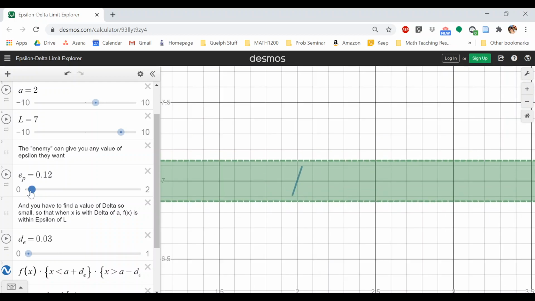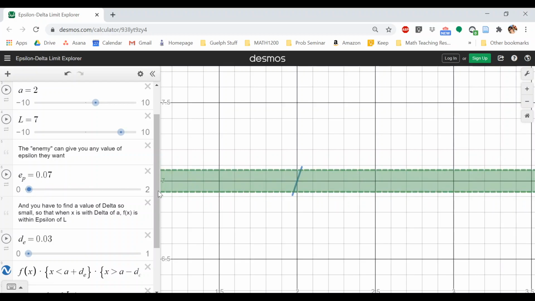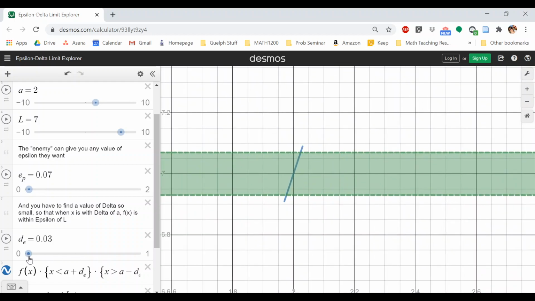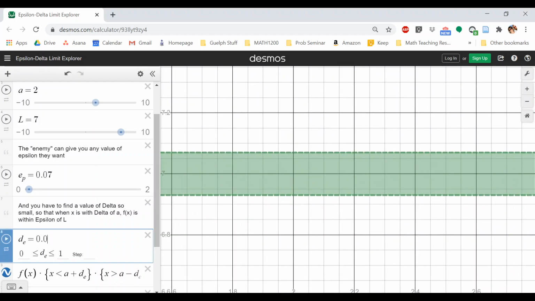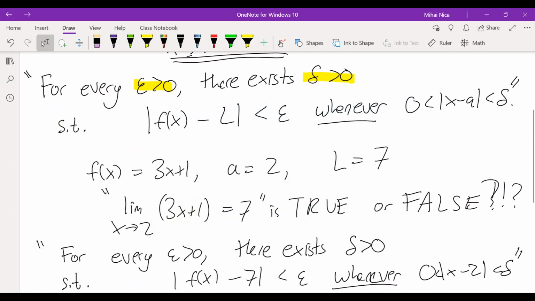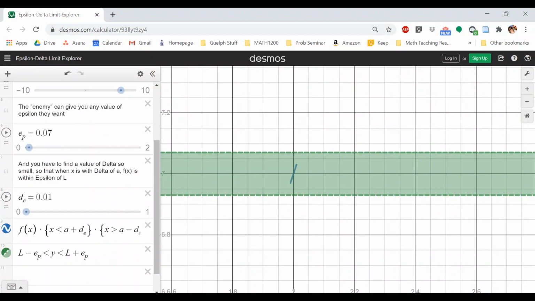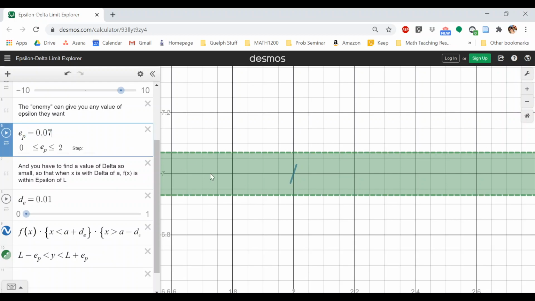And then someone says, oh, well, what about delta equals, okay, 0 is not allowed, but let's do 0.07. You say, aha, then I'll just zoom in even more. What if I do delta equals 0.01? Well, that seems to work. So whether or not this is a true statement or a false statement is a statement about if for every possible value of epsilon, we can find a value of delta so that the piece of the function within delta of x equals 2 lives in the zone that was specified within epsilon of L equals 7. So that's what it means, and that's how the explorer works.